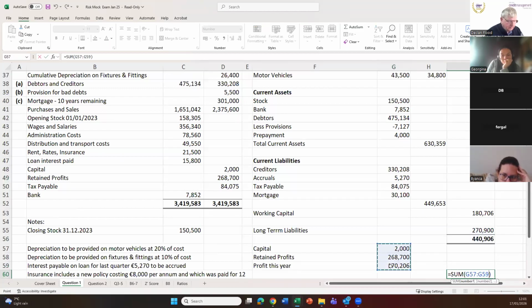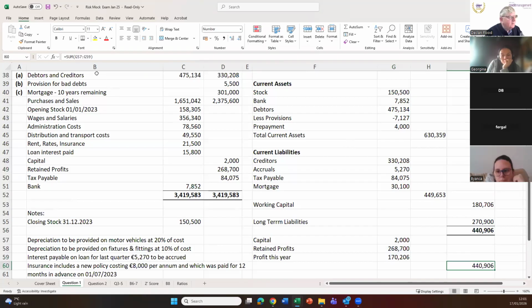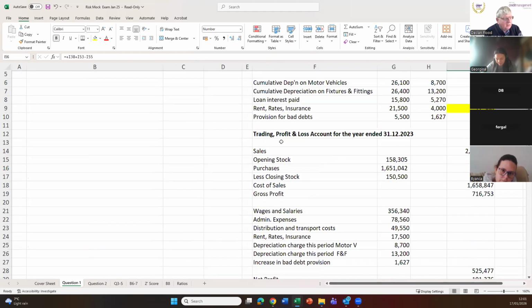Sorry. And lo and behold, it balanced first time. So there's the capital, the retained profits, and the profits. So my balance sheet balances, and I'm fairly sure that I have everything. Now, look, when you do it, it won't balance. So again, let's stop worrying about that. And if you get the order right, if you get your adjustments.